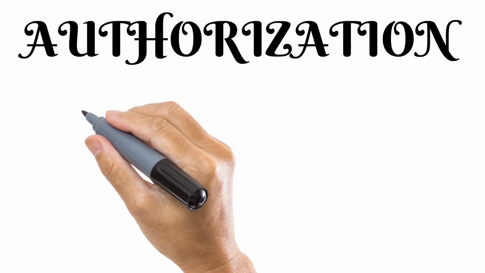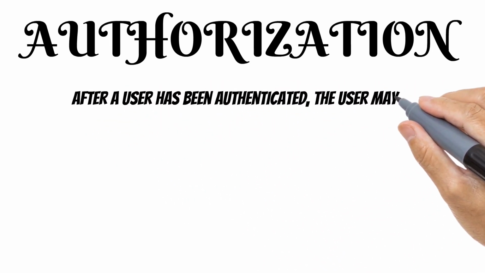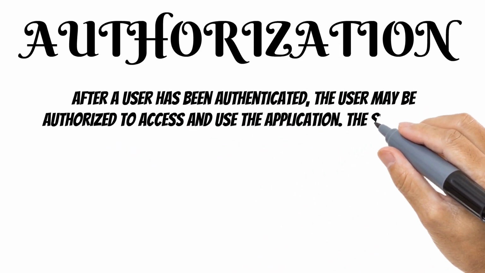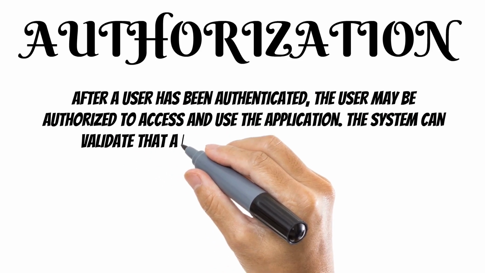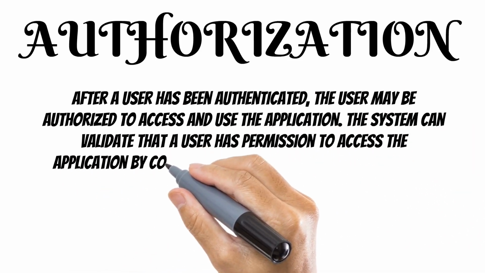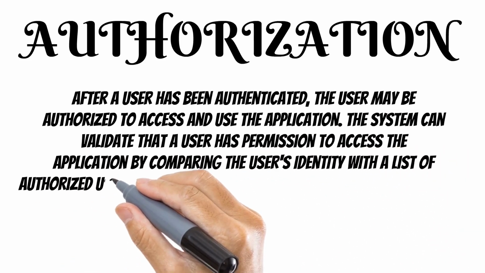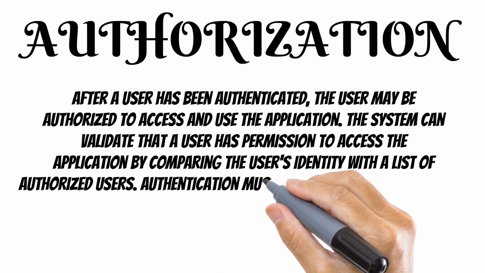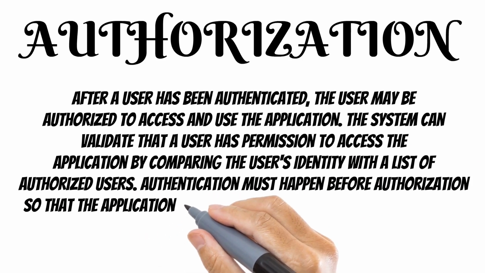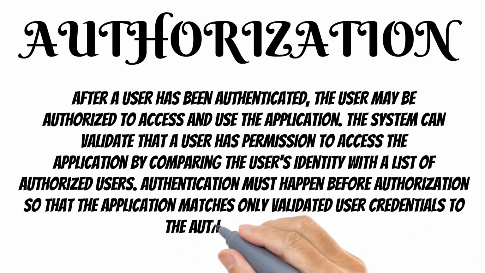Authorization. After a user has been authenticated, the user may be authorized to access and use the application. The system can validate that a user has permission to access the application by comparing the user's identity with a list of authorized users. Authentication must happen before authorization so that the application matches only validated user credentials to the authorized user list.